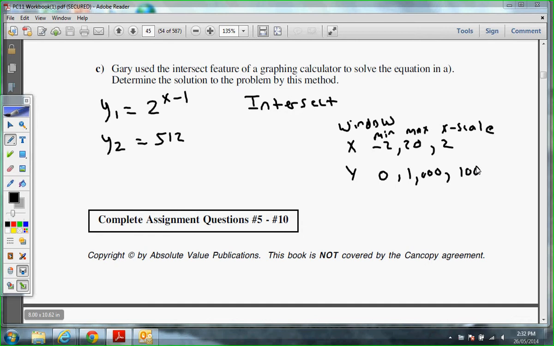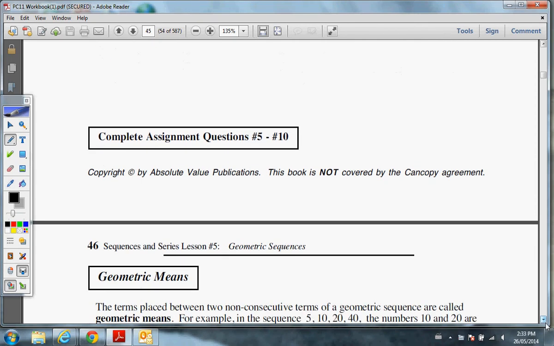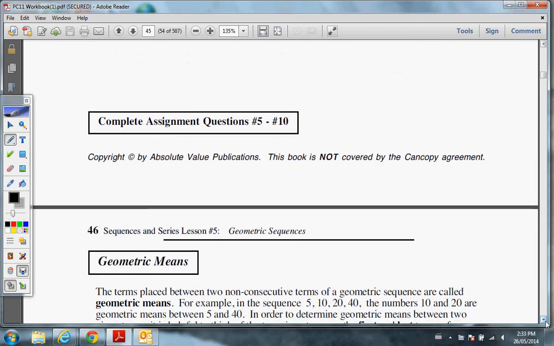Okay, the last page here. Again, I'll give you a second to go ahead and put it in your calculator. Go ahead and try it.